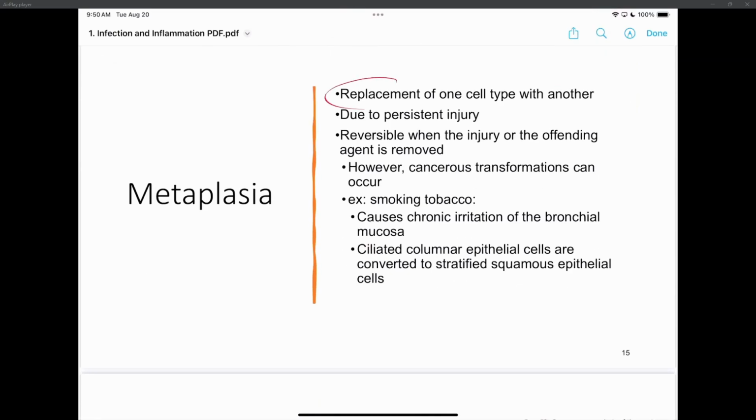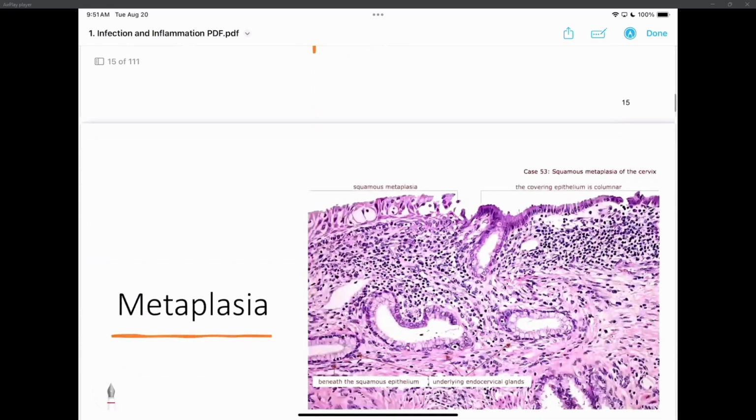Metaplasia, replacement of one cell type with another due to persistent injury. Okay. It's reversible if you remove the offending agent. However, you can cause some cancer to form as well. Anytime you have abnormal growth, replacement of one cell with another, when you start replacing these cells, if the genetic transfer doesn't happen right, you get mutations, cancer growth happening. Smoking is one of them.